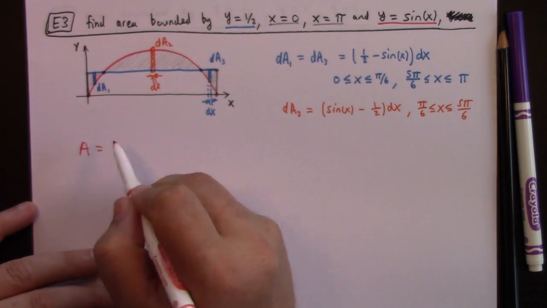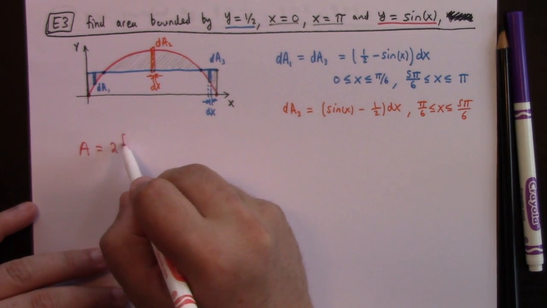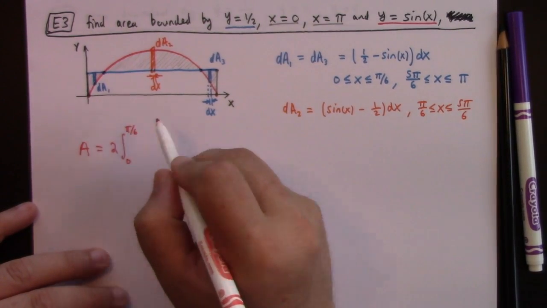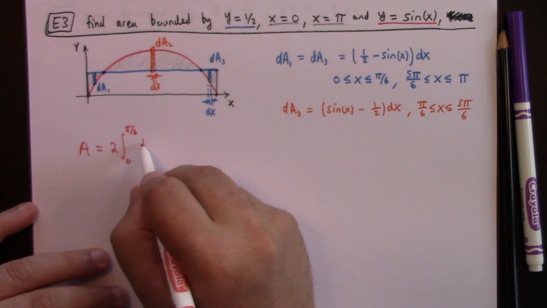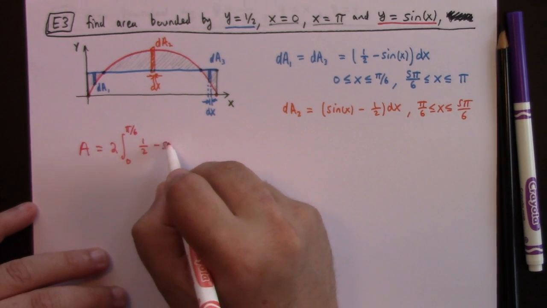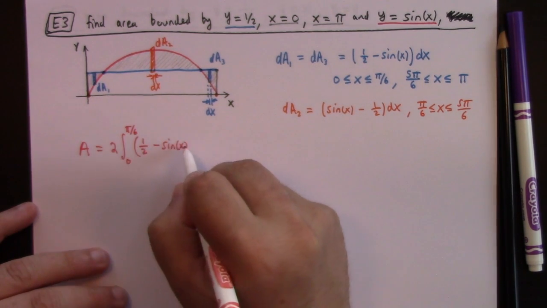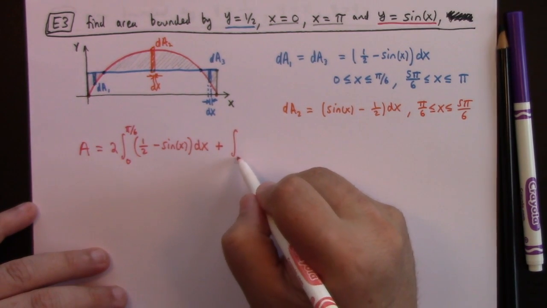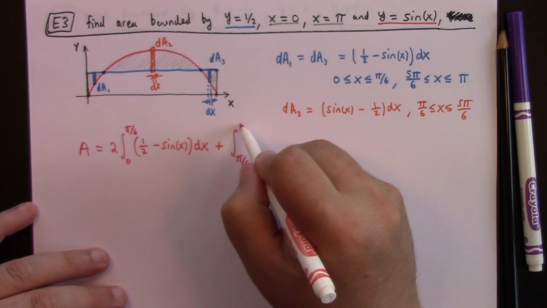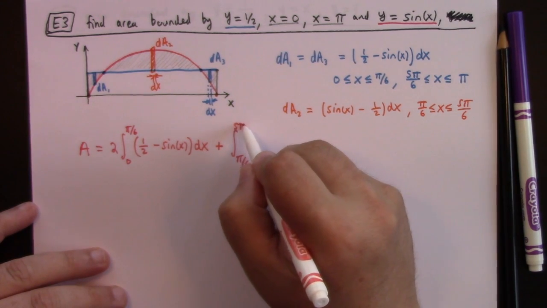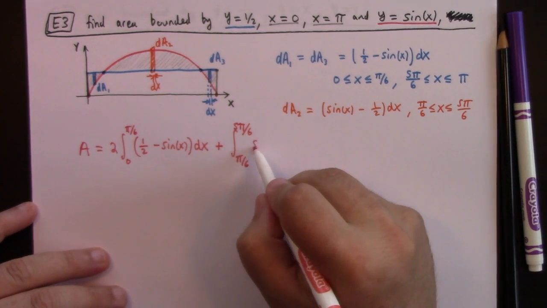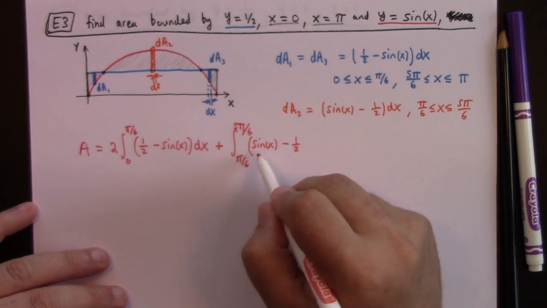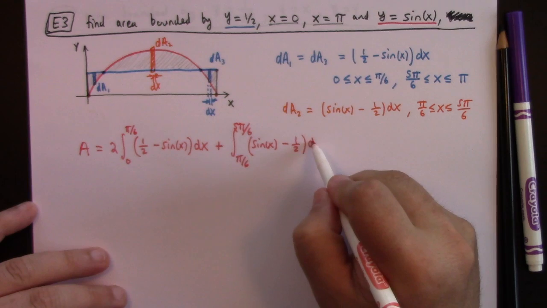So let's just cut our work by 1/3. So the area is going to be 2 times, and I'll take the easy one to calculate, the integral from 0 to pi over 6 of dA1, which is 1/2 minus sine x dx, and then plus the integral from pi over 6 to 5 pi over 6 of sine x minus 1/2 dx.